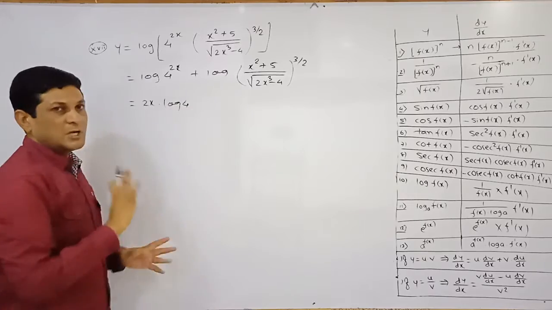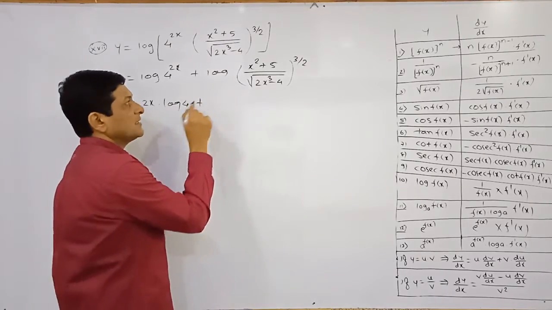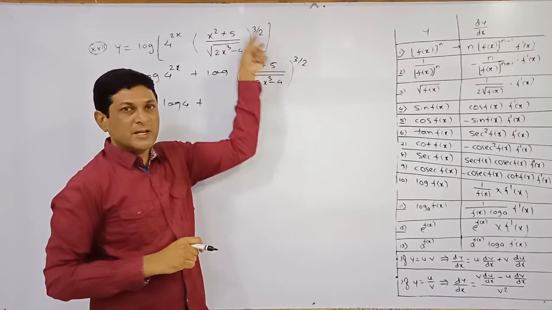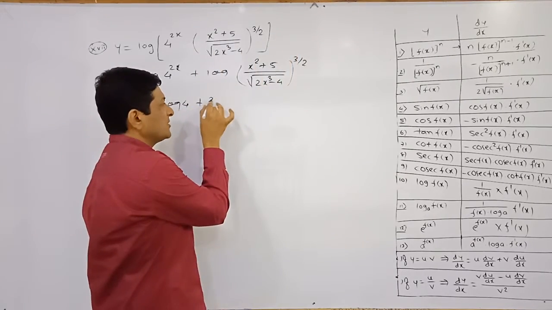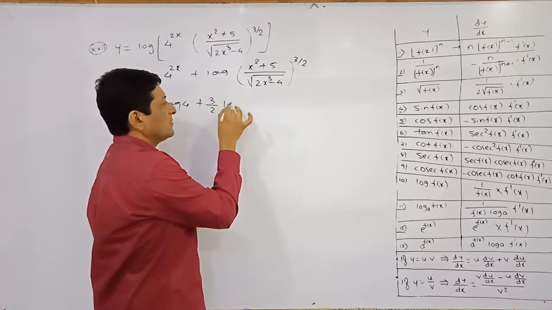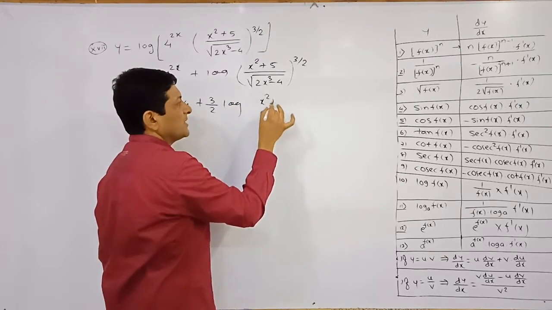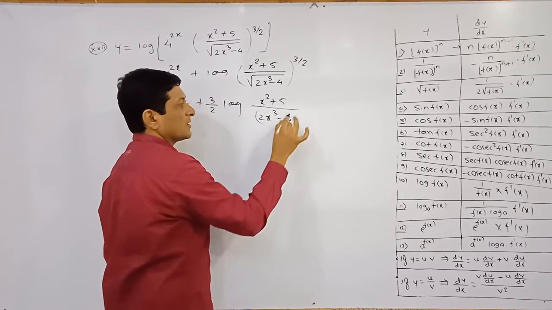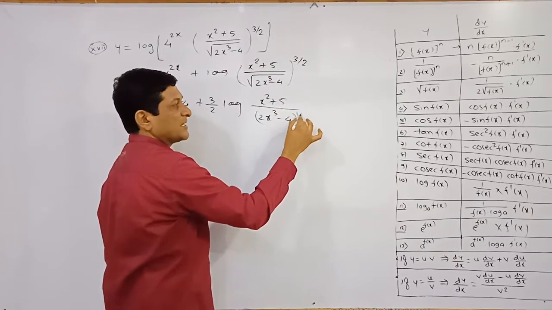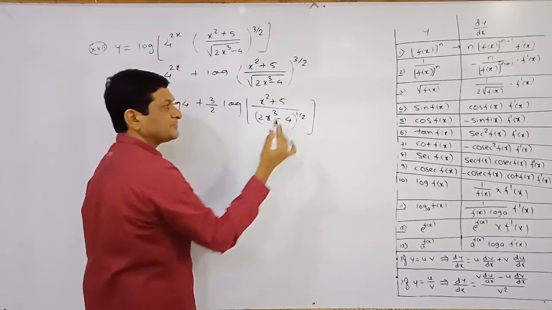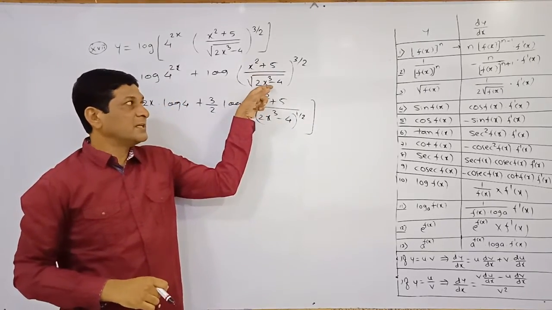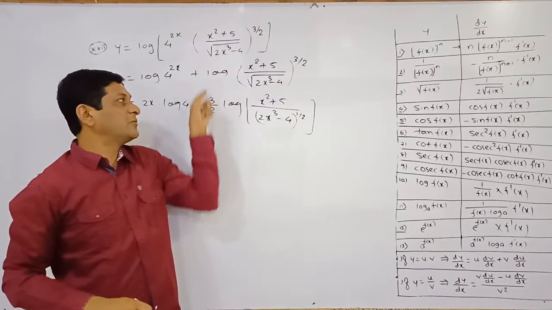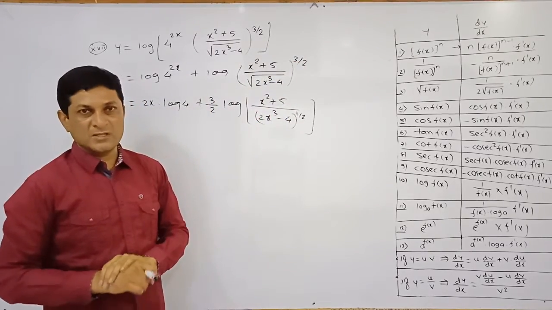So here the remaining term is what? Log 4 plus. Now again here also according to the laws of logarithm, this 3 by 2 power can be taken as what? Coefficient. So take this power as a coefficient. Here the remaining term is x square plus 5 and in the denominator 2x cube minus 4. The square root can be replaced by what? Raised to power 1 by 2. The numerator is as it is, the square root can be replaced by raised to power 1 by 2, and this power we have taken as a coefficient according to the laws of logarithm.